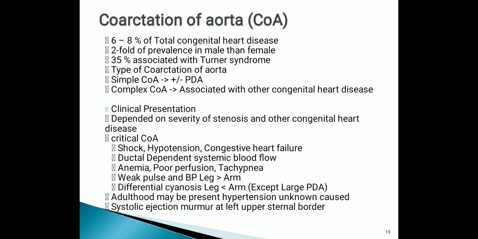Critical coarctation of aorta: shock, hypotension, congestive heart failure, ductal dependent systemic blood flow, anemia, poor perfusion, tachypnea, big pulse and BP. Differential cyanosis. In adulthood may be present with hypertension, systolic ejection murmur at left upper sternal border.